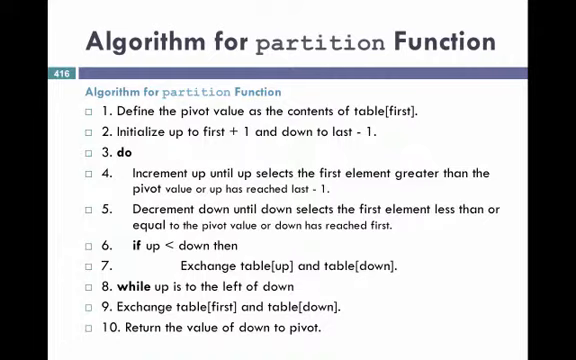And if up is less than down, then we can exchange those two values. And we just keep doing that until up is to the left of down. Then we exchange table sub first with table sub down and return the value of down as the pivot.